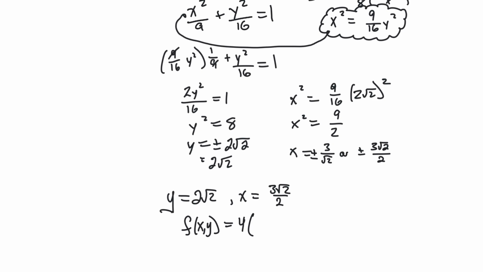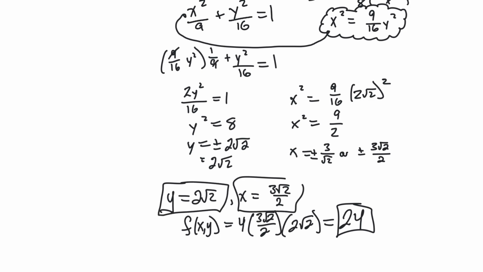So 3 square root of 2 over 2 times 2 square root of 2. If we multiply that out, we should get 24. So that is going to be the maximal area inside of the ellipse, and the rectangle's sides that fit that maximization are going to be 2 square root of 2 and 3 square root of 2 over 2.